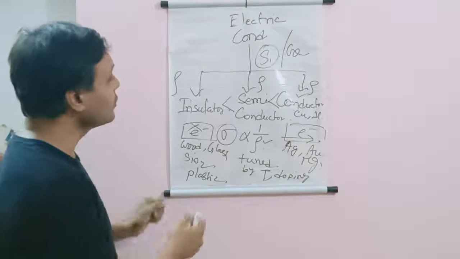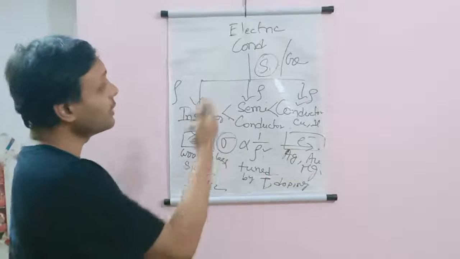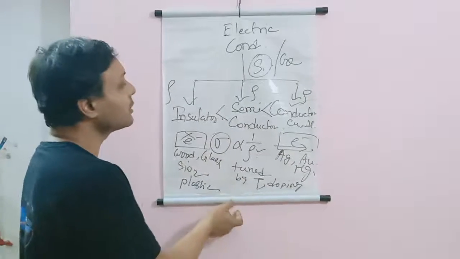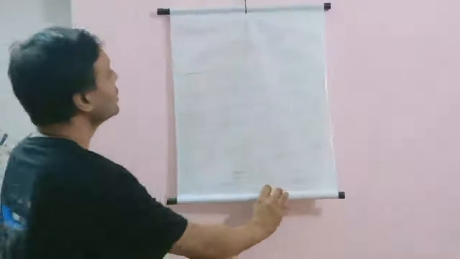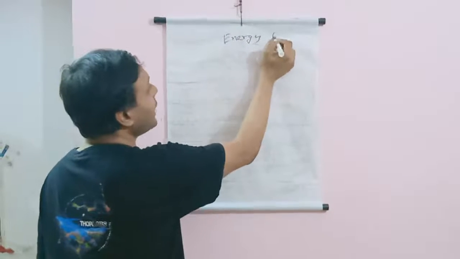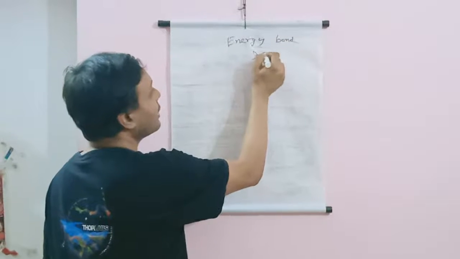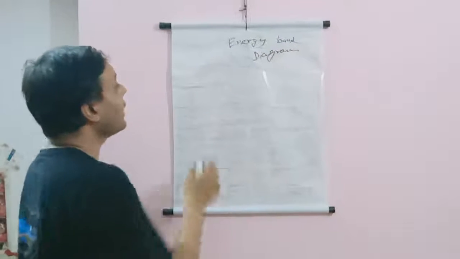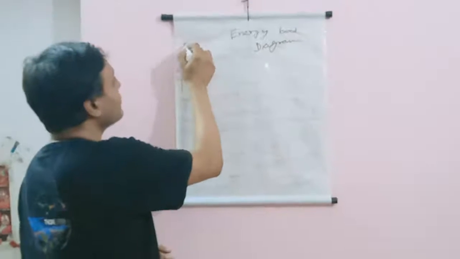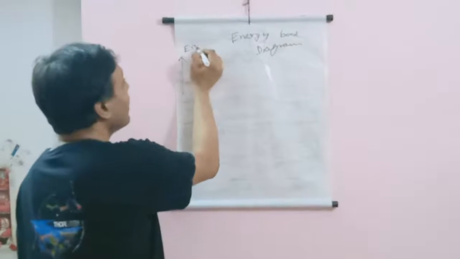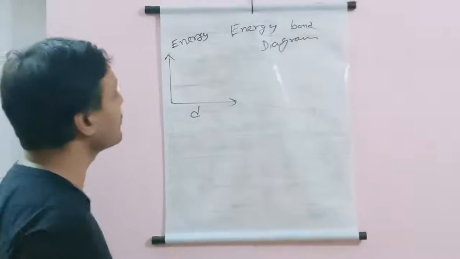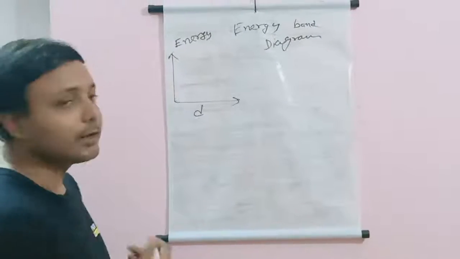Now we will go a little bit more inside the energy band diagram of these three different materials: insulator, semiconductor and conductor. So what is an energy band diagram? That we first understand. An energy band diagram is basically a diagram which shows the energy levels of electrons. It is plotted with, suppose, the y-axis as the energy level of electrons, and the x-axis as the distance.